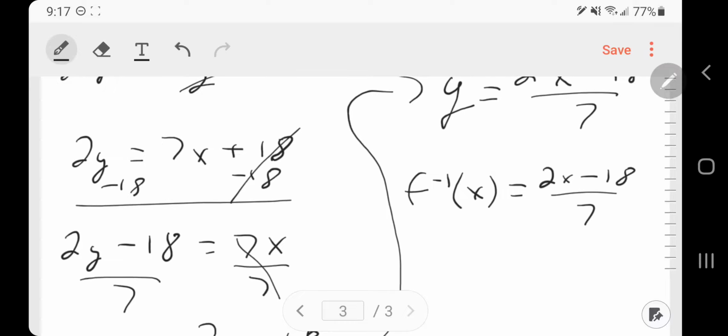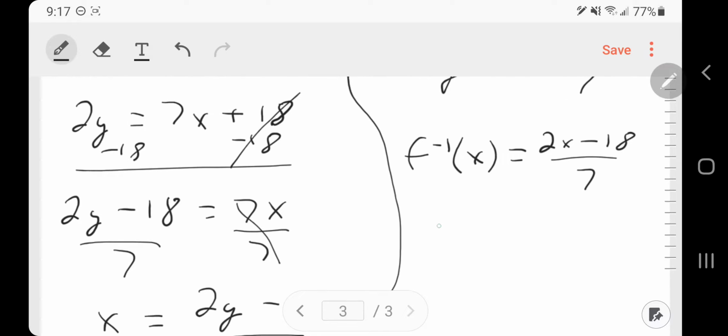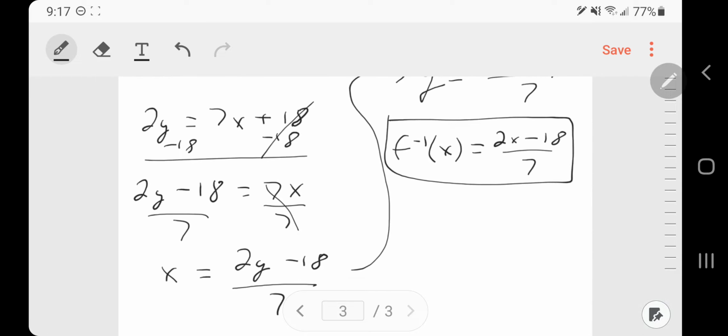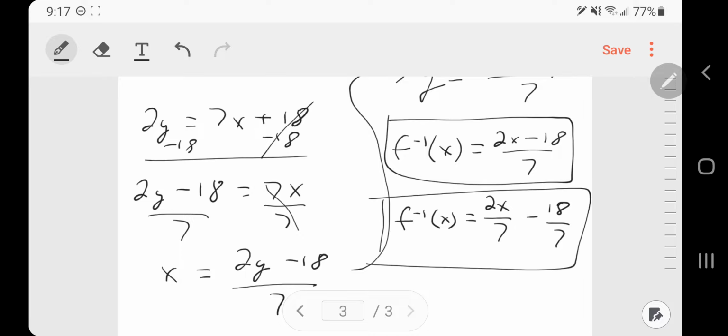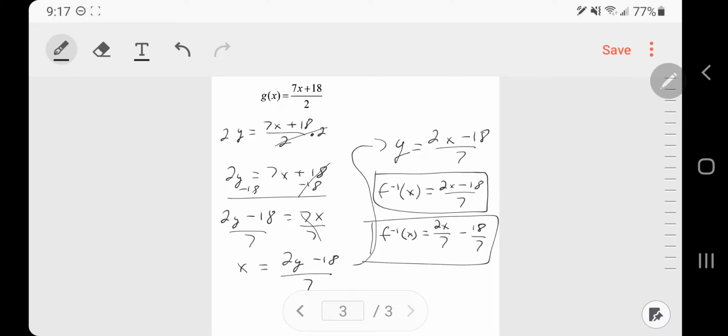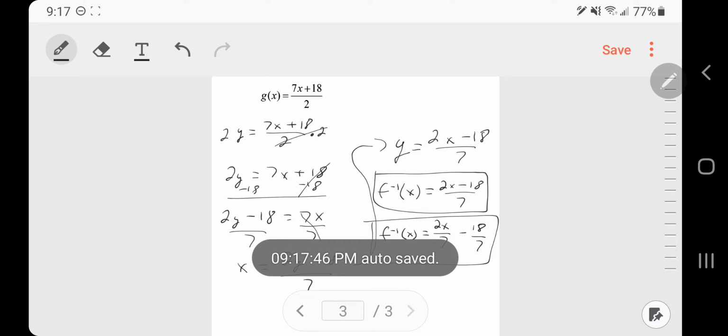Okay, and again, you could also rewrite this if you want to break apart the fraction. This would be a totally acceptable answer, but if you want to break apart your fraction, you can also rewrite it just like this. Also acceptable. Okay, so there you have it. That's how you would solve for the inverse of a linear function.